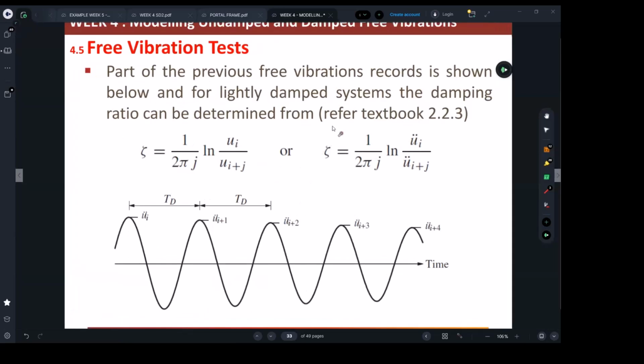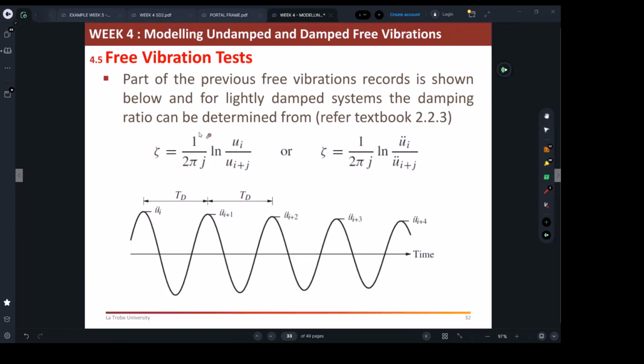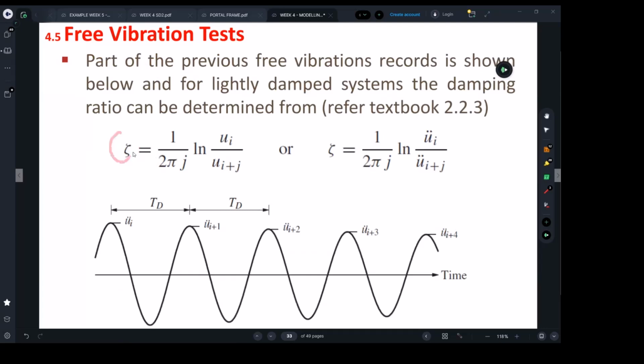So again, part of the previous vibration record. So again, this formula I think we looked at, one of the formulas derived that will tell us what's happening with the damping ratio. So to calculate the damping ratio based on the amplitudes, we are able to use this relationship, whether in function of displacement or in function of acceleration, which is what we really want.